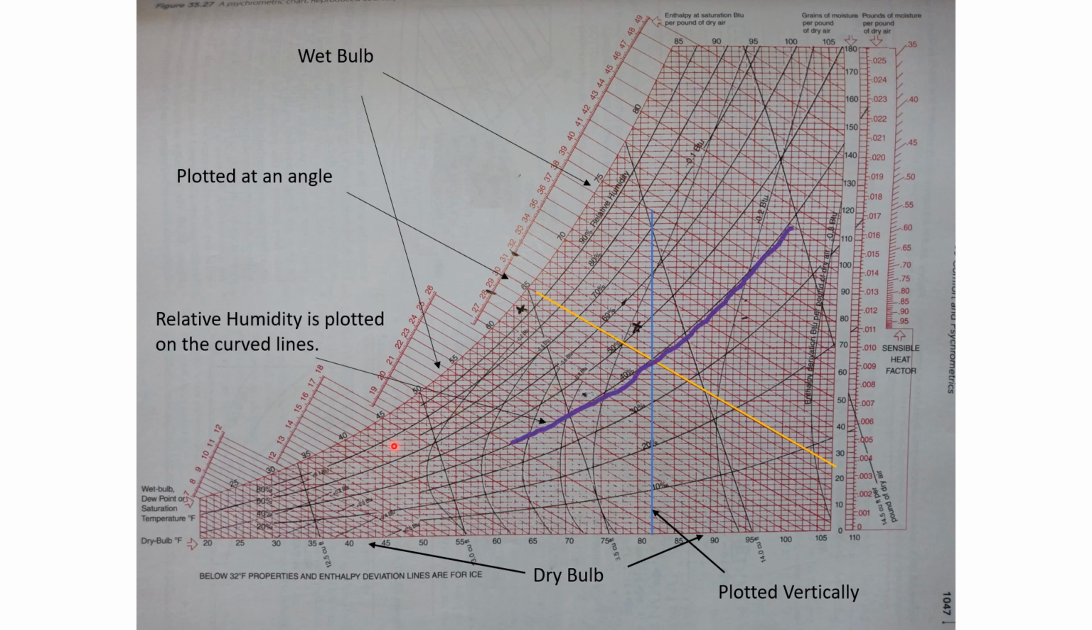And then you've got the relative humidity. The relative humidity is plotted on these curved lines. I kind of did a poor job of following the line there, but you can see what I'm talking about. Where they meet, where that line is, it's 40% humidity. That's our relative humidity. You plot it on that line right there.